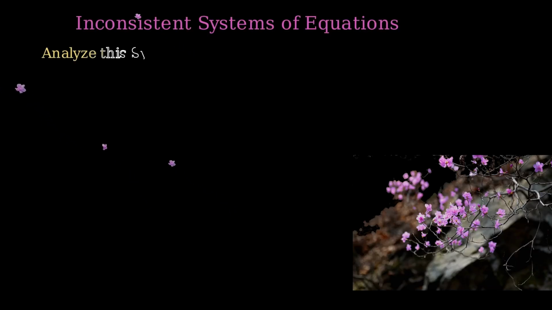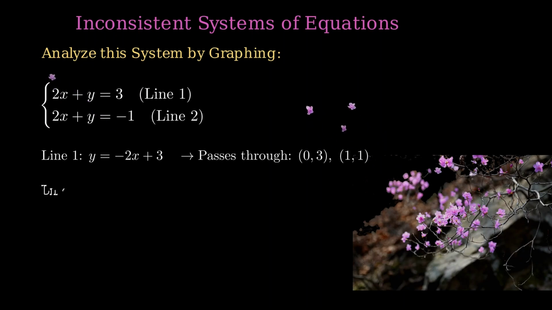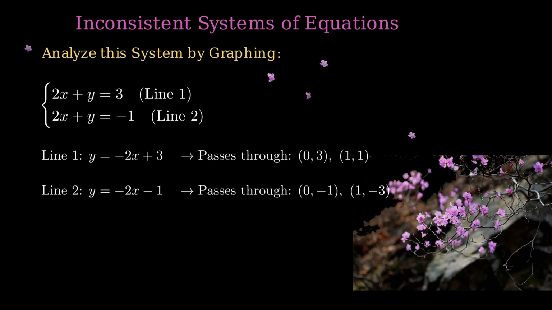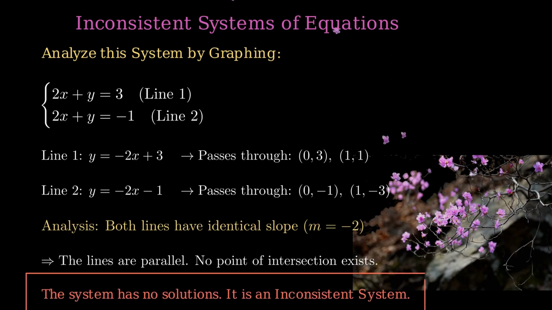So far, we have looked at systems with exactly one solution. However, some systems of linear equations have no solutions at all. A system of equations with no solutions is called an inconsistent system. Let's trace this system by graphing.